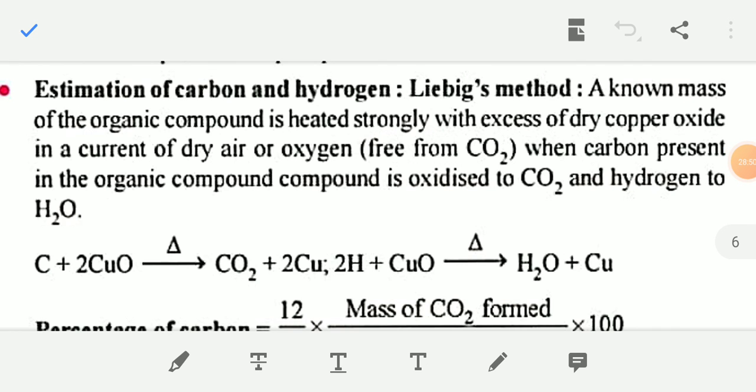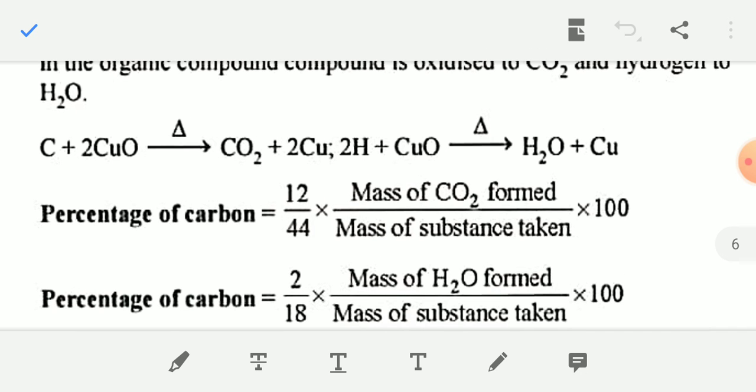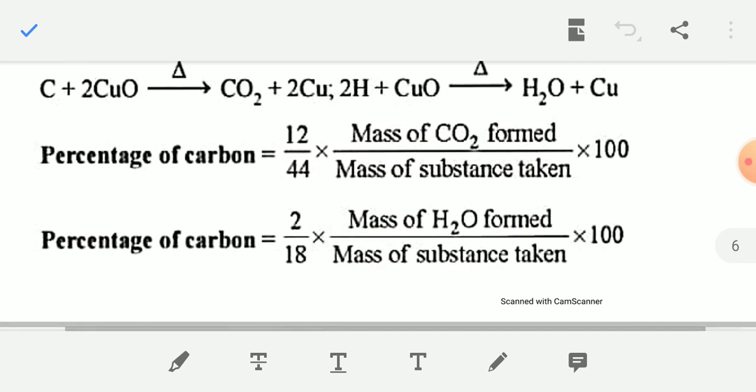A known mass of organic compound is heated strongly with excess of dry copper oxide in a current of dry air or oxygen free from carbon dioxide. The carbon present in the organic compound is oxidized to carbon dioxide and hydrogen to water. The chemical reactions behind this test are given here, and you can calculate the percentage of carbon and hydrogen using these two important formulas.